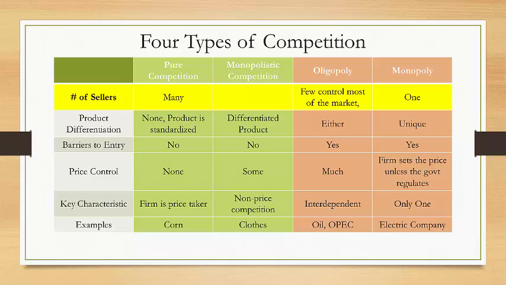In oligopolies, a few sellers control most of the market. That is, 5 to 7 firms dominate. They may have over 70% of the market share, with other smaller firms making up the rest of the market.